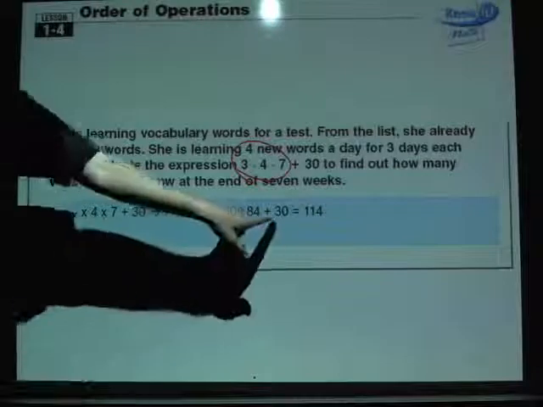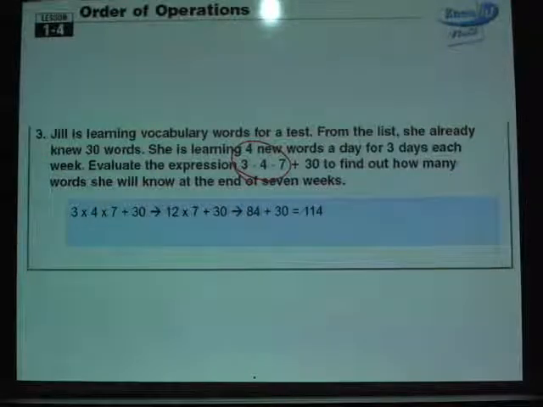So now it says 84 plus 30. Well, that's all we can do, so I don't need any more rules. I just do 84 plus 30, and that's 114. So that is what, in context of the problem, is the number of words she will now know at the end of 7 weeks. She's going to know 114 vocabulary words.